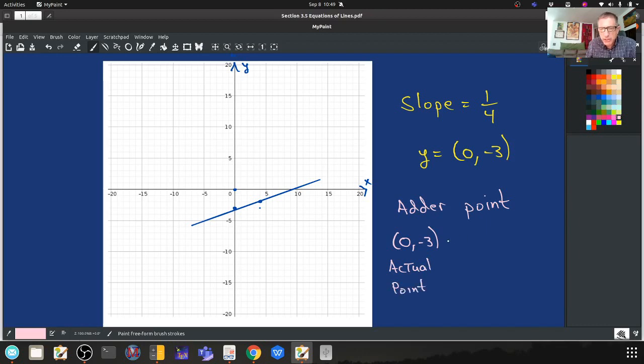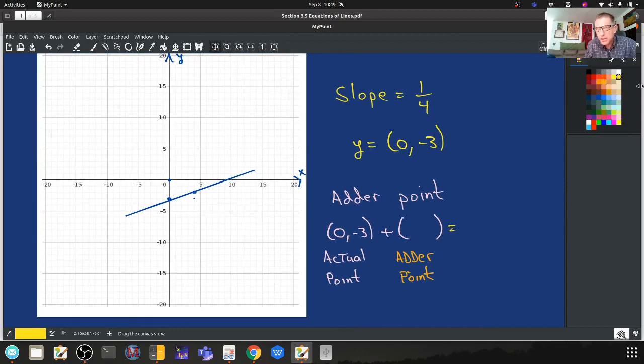And then we're going to add what is known as the adder point. Now the thing to remember about the adder point is that it probably does not lie on the line. But I can use it together with an actual point that does lie on the line to get another point on the line. And you may actually already be anticipating what I'm about ready to do, because we literally just did it in the previous screen.